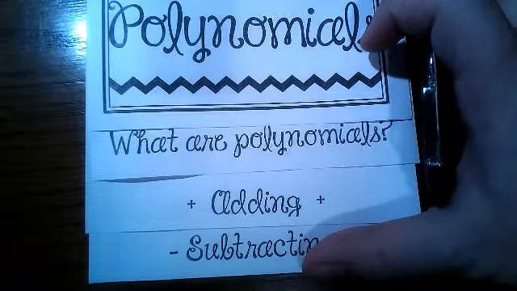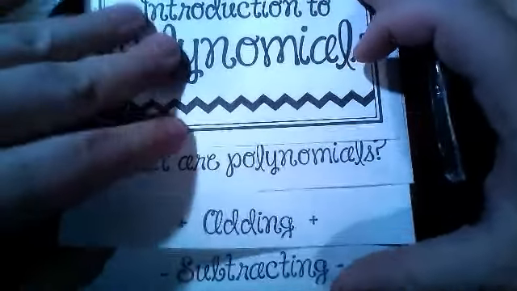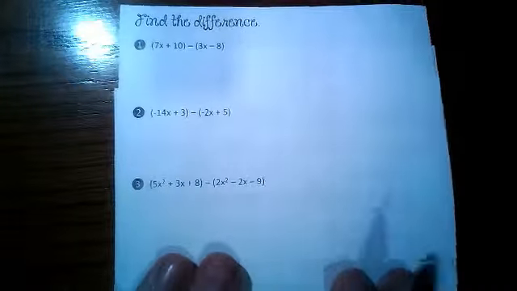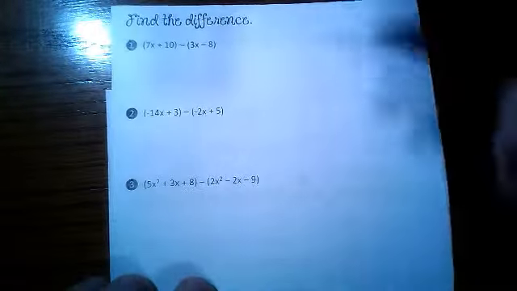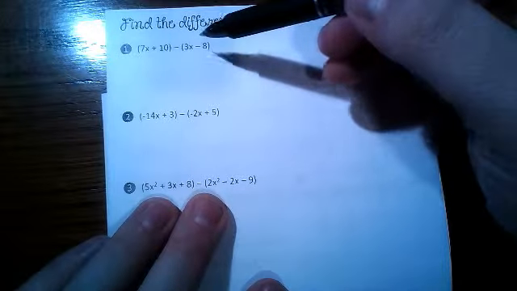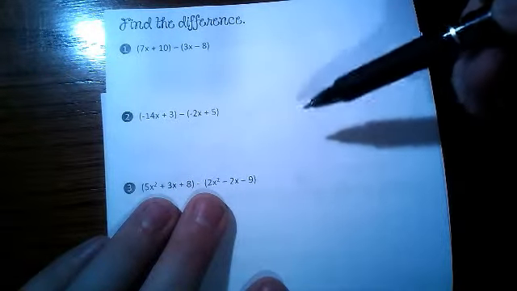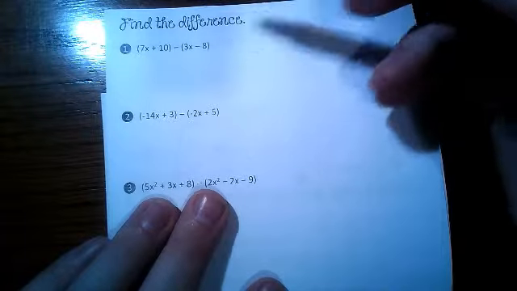The final part of our flip chart is on subtracting. And when we subtract polynomials, we're finding the difference. Here we're finding the difference between two binomials. Now again, we can use the vertical method, or we can start circling like terms.